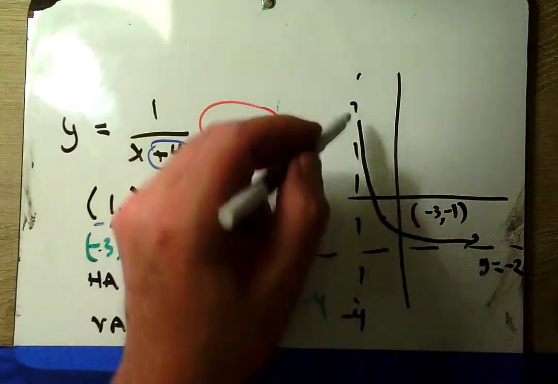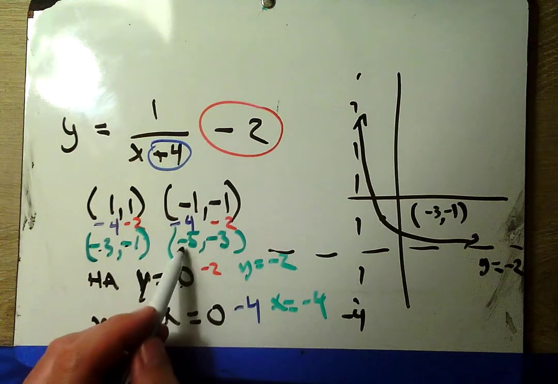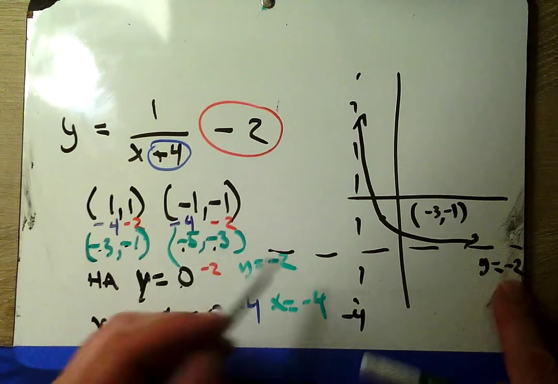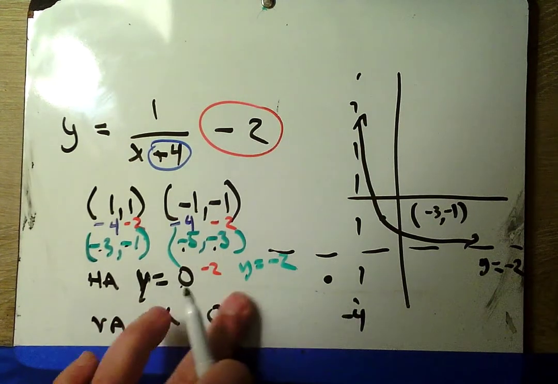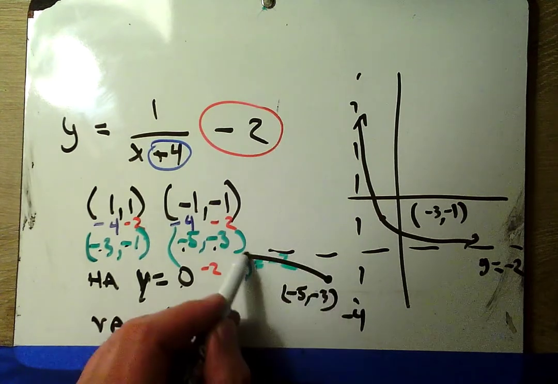And okay. Then I have this point. Oh, -5 is to the left of -4, and -3 is below -2. And so I've got this point over here called -5, -3.